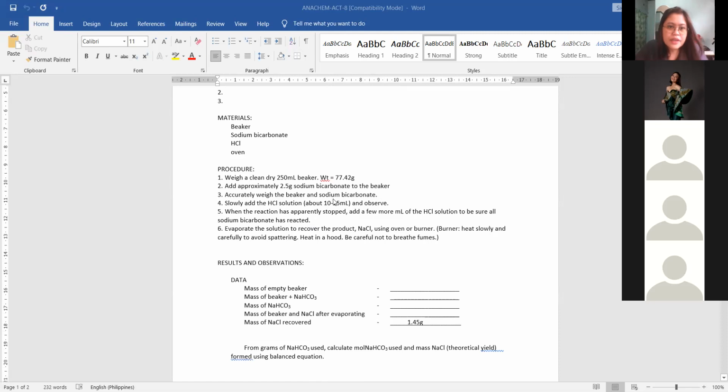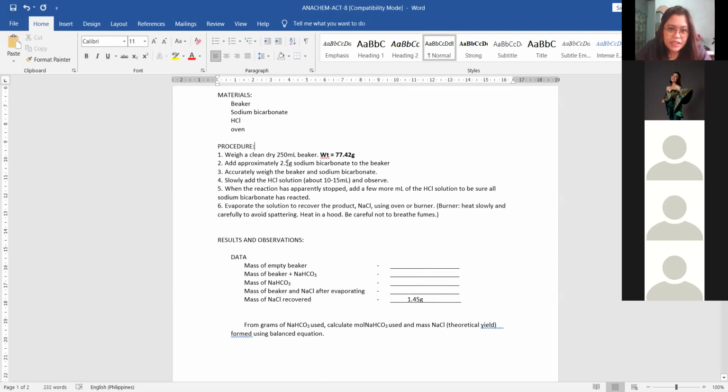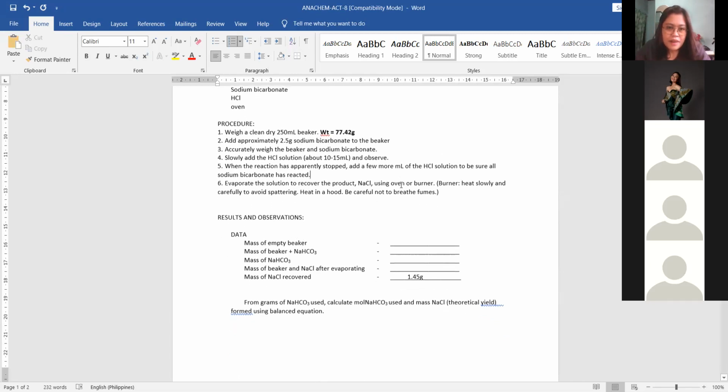So sa procedure, kung i-conduct dapat nato ni siya nga activity, ang himuon nato, we will be weighing a clean dry 250 ml beaker. So since wala ta naka experiment, I have given you class the weight of the beaker sa inyong activity. It's 77.42 grams. Now add approximately 2.5 grams of sodium bicarbonate to the beaker. So our substance here is sodium bicarb. Accurately weigh the beaker and sodium bicarbonate.